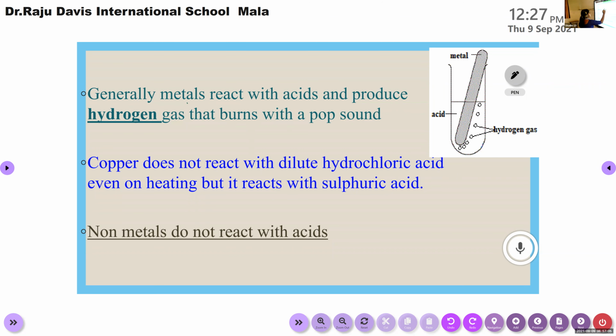Then here is the main general observation about this activity. In the last slide, you wrote something at the top, right? Magnesium plus hydrochloric acid. That was to explain the reaction. That's not needed for you. We are discussing only the observations, not the chemical reactions. So generally, metals react with acids and produce hydrogen gas that burns with a pop sound. Whenever metals react with acids, hydrogen gas will be formed. In the case of copper, it's an exception. Copper does not react with dilute hydrochloric acid, even on heating, but it will react with sulfuric acid. And the non-metals do not react with acids. That's why sulfur and charcoal will not give a proper result. There will be no reaction of non-metals with acids. So that's about this activity, reaction of metals and non-metals.